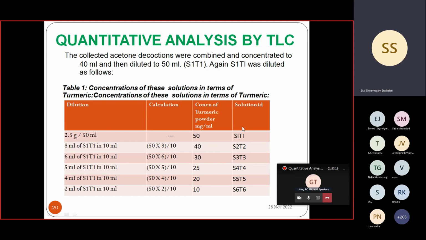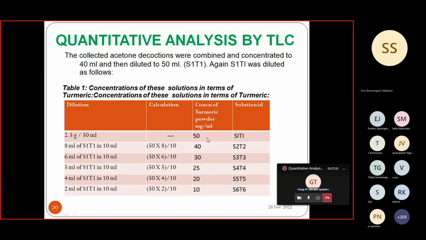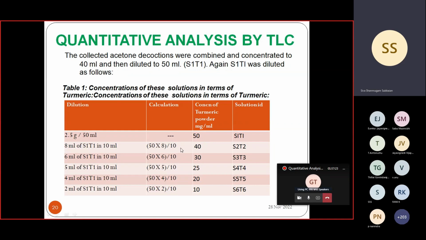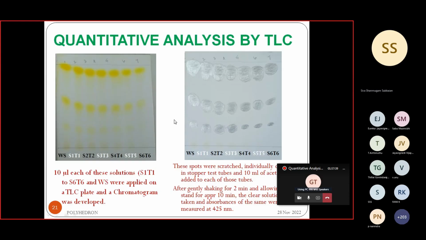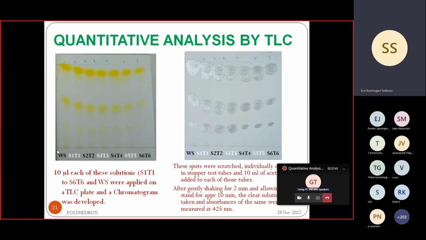This solution ID is S1T1. The concentration of turmeric in that solution is 50 mg per ml. From that we go for a serial dilution, which will have 50, 40, 30, 25, 20 and 10 mg per ml of turmeric in it, numbered S1T1 to S6T6. Now we apply all 7 solutions, along with the working standard, on a plate, 10 microliter accurately applied, and the chromatogram is developed. The developed chromatogram will look like this.